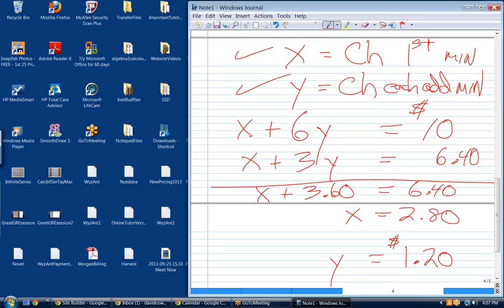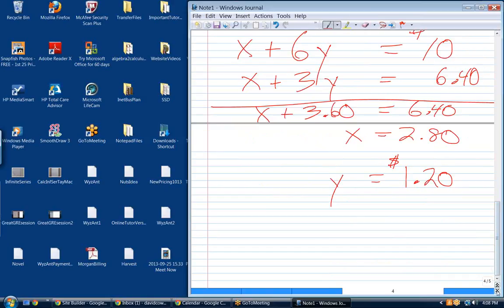Find each rate. So x is the rate for the first minute, y is the rate for each additional minute. In other words, it's easy to figure out how to define your variables. Just look to that last sentence. Now that won't work in 100% of word problems, but it'll work in 95% of word problems, where the last question they ask is the variables that you're looking for. Okay, that one wasn't so bad.